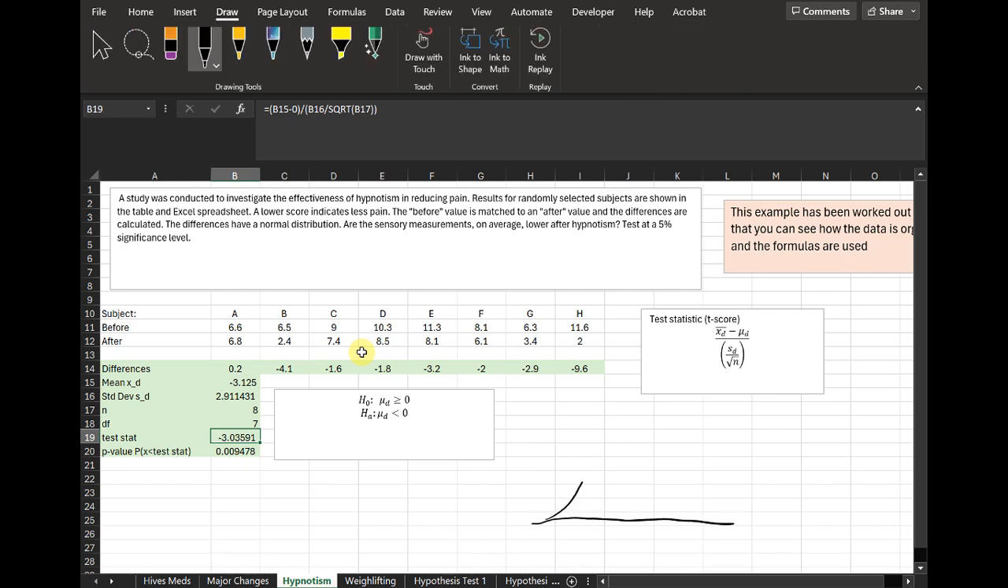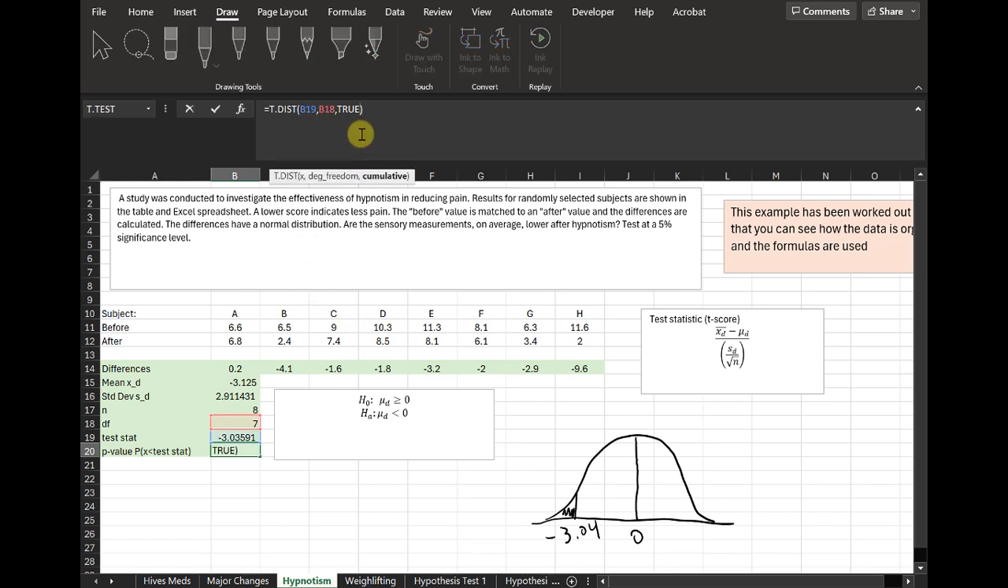So let's just go ahead and graph this. Now that I have a test statistic, I'm still dealing with the normal distribution. This is still centered at 0. So this is going to be negative 3.04. I'll just round that. So here's the area that I'm looking for. So I go ahead and I compute my p-value.